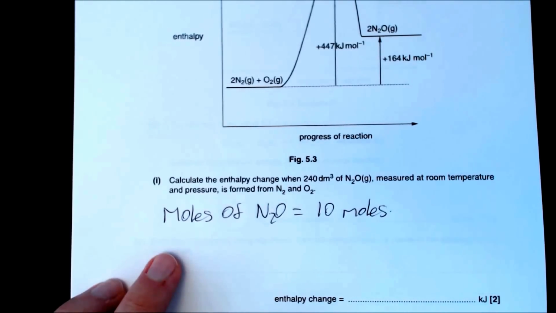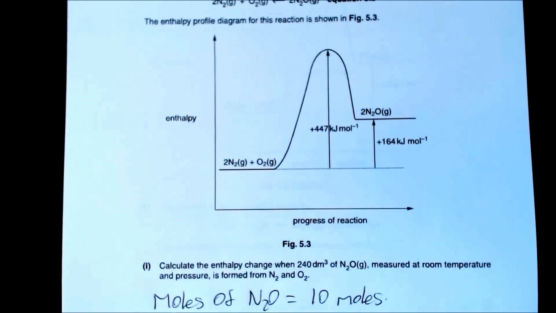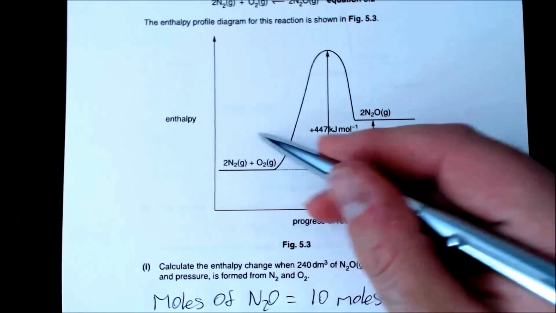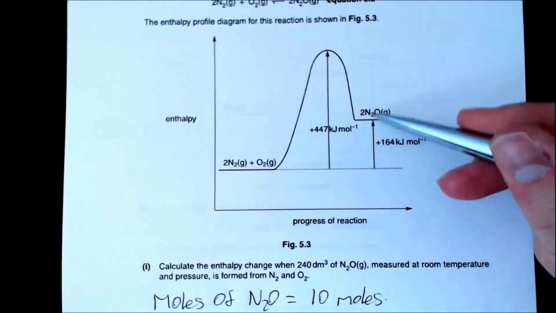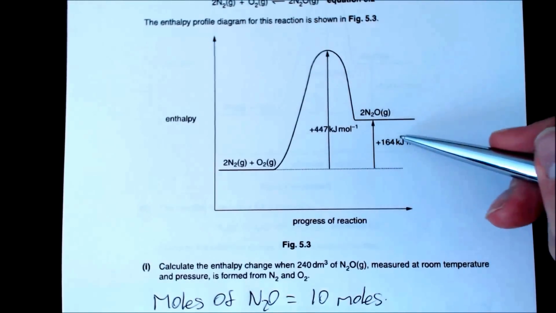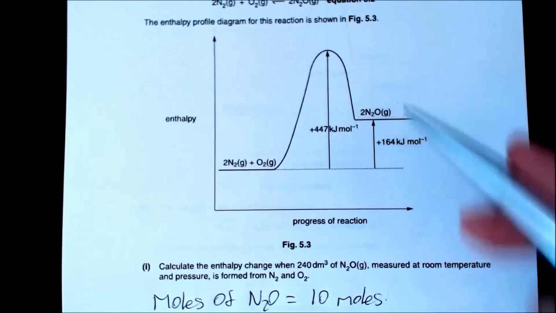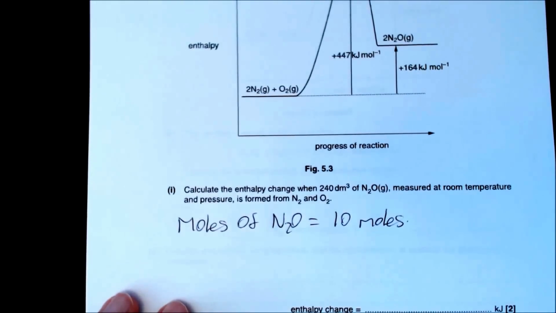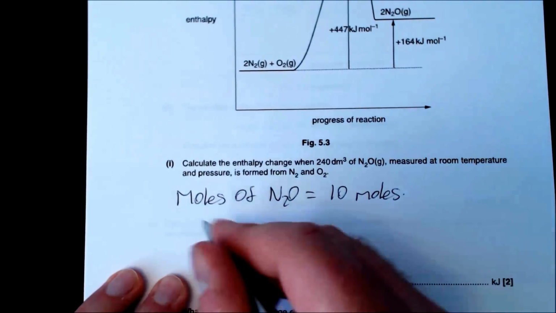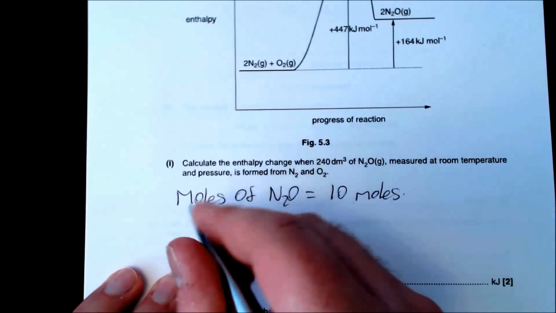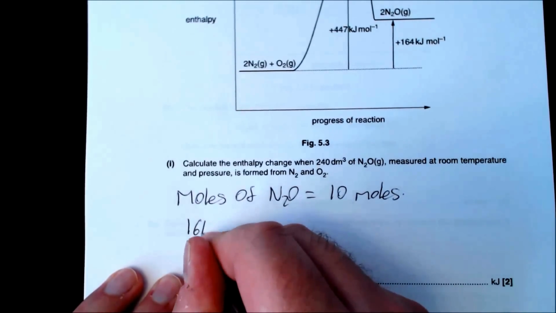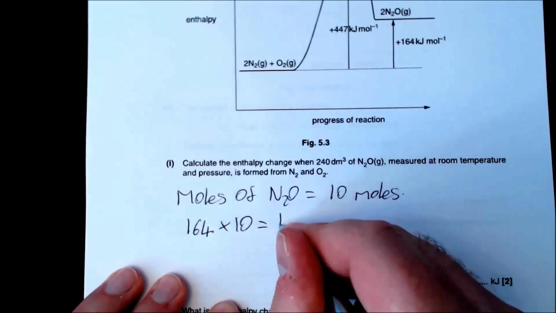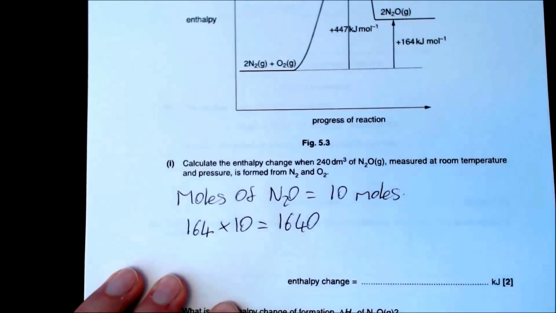Now the enthalpy change is going to be, if I just pull this down here, this is the enthalpy change here, because there's our reactants and there's our product. So this is the enthalpy change here. So what we're going to do is multiply this by 10, because we've got 10 moles of the stuff. So that's going to be 164 multiplied by 10, and obviously that would equal 1,640.